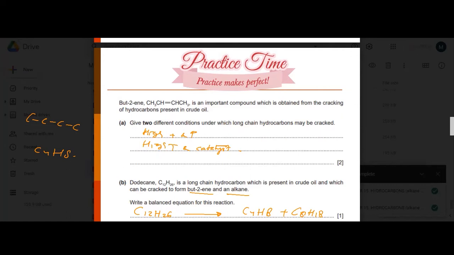Or sometimes you can also produce two alkene molecules, 2C4H8, since the number of carbons is still 8. So it is still okay. And the rest is C4H10. This is also an alkane, butane. So it can be this or this.